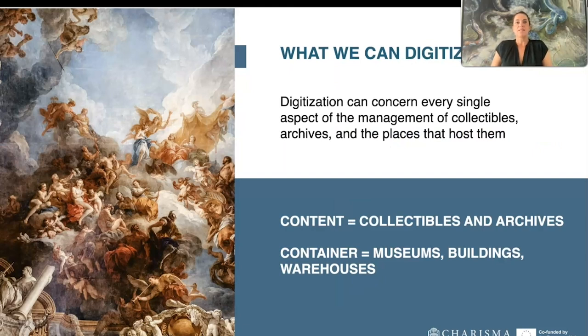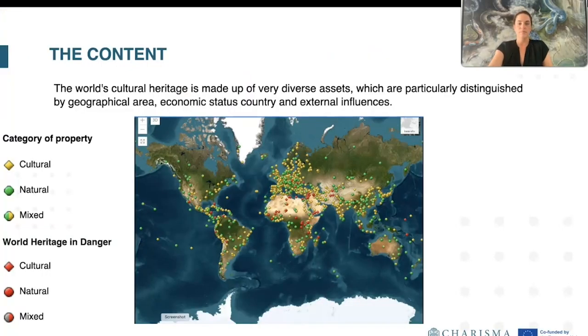Okay, let's start with what we can digitize. This process can concern every single aspect of the management of collectibles and archives and the places that actually host them. So what does content mean? They are usually collectibles and archives, and the containers are the buildings, so museums and warehouses. Let's start from the content.